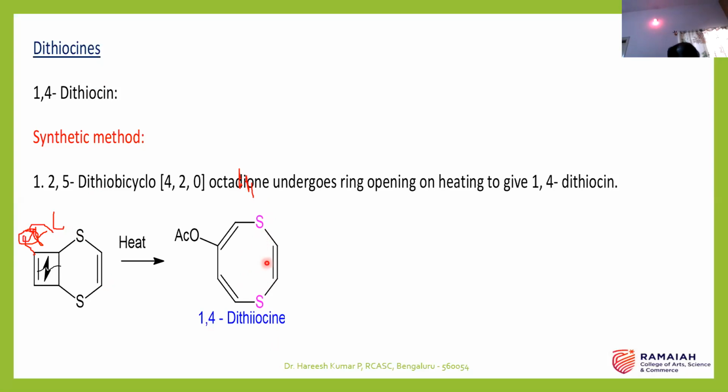This 1,4-dithiocin we can prepare starting with a bicyclic compound. This bicyclic compound, on heating, undergoes a ring-opening reaction, forming a 1,4-dithiocin. So how will it open? This double bond pair comes over here, and this will go over here. That is how the ring opening takes place. So this is one method of preparation of dithiocin. With this, I will go to the next slide.